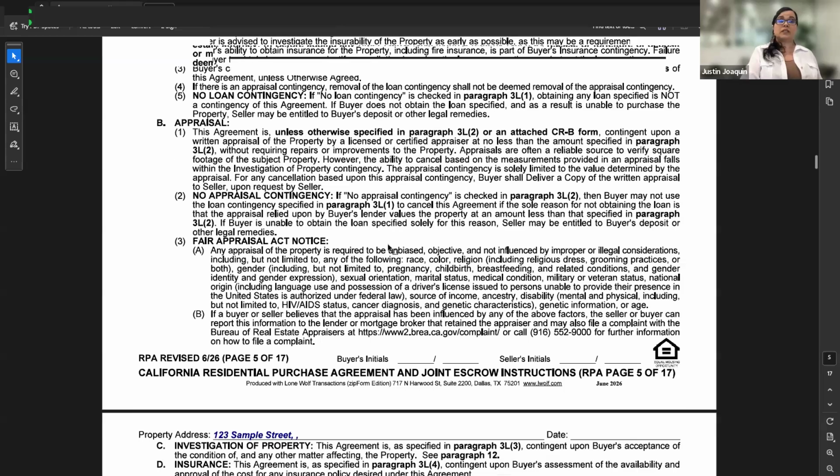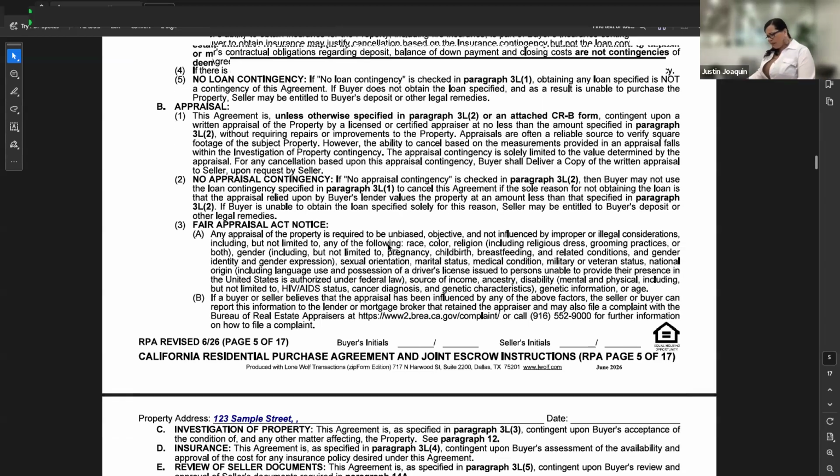Okay, appraisal contingency B. What's important about this is that the appraisal contingency protects the buyer in regards to value, right? Buyer's like, I'm willing to pay 500,000, but the property has to appraise for 500,000 in order for me to continue. Now, what's important is the third line in that paragraph, B1, where it says, without requiring repairs or improvements of the property.